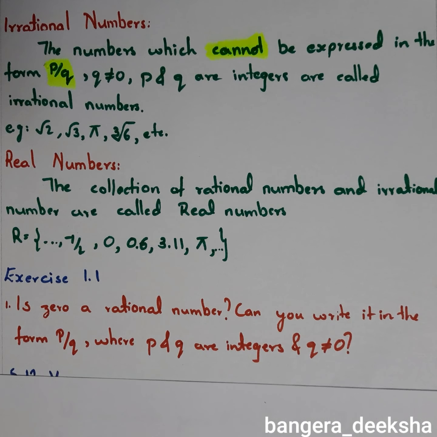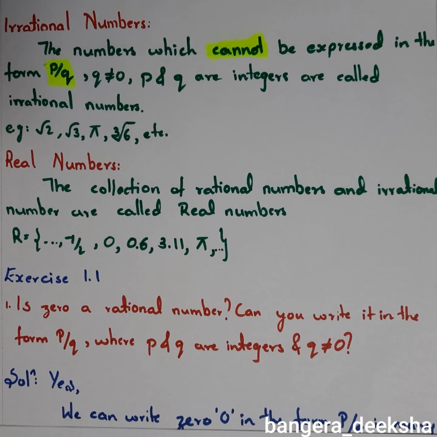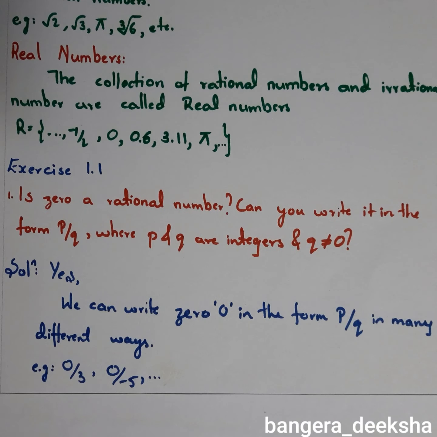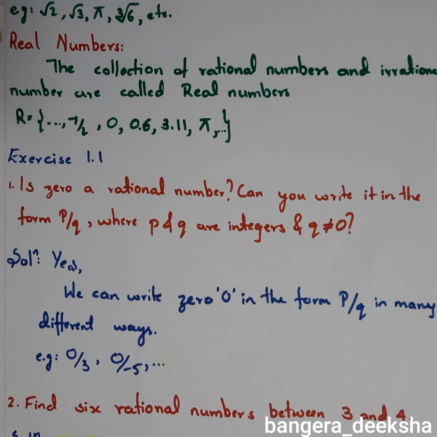So, we can write in the solution, yes, we can write 0 in the form p by q in many different ways. A few examples are 0 by 3, 0 by minus 5. We can write it in any form, only we should make sure that the denominator is not 0. Other than that, 0 divided by any number is equal to 0 itself. So we can write it in p by q form.